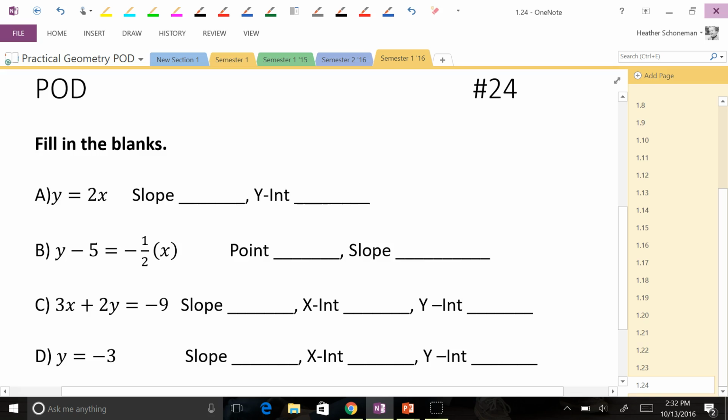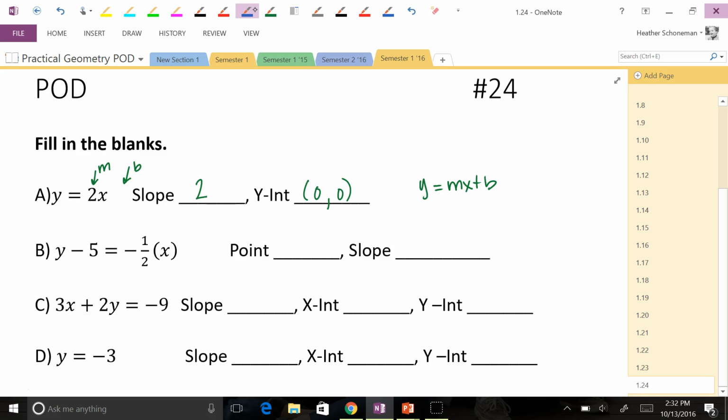All right, let's look at A. A is in slope-intercept form. Slope-intercept form is y equals mx plus b. So the slope is going to be the number in front of the x. So this time, the slope is 2. The y-intercept is whatever's added or subtracted on. In this case, there's nothing, so it's just going to be 0, 0.